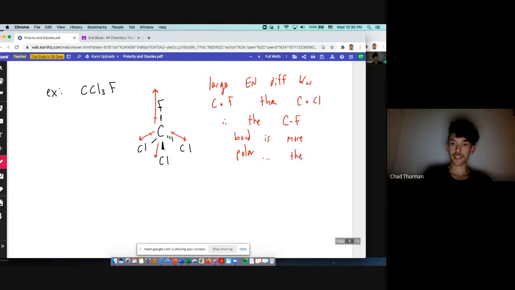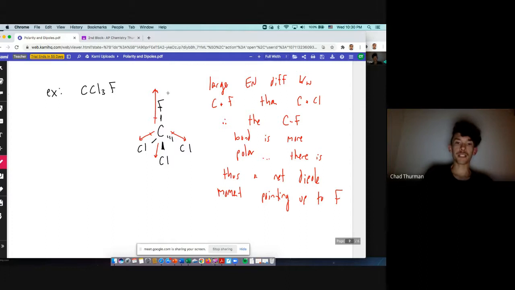So we would say something like this, based on what I just said: there is thus a net dipole moment pointing up to the fluorine. Now that I have decided that there is a net dipole moment, that's a fancy way of saying, yeah, this is a polar molecule.